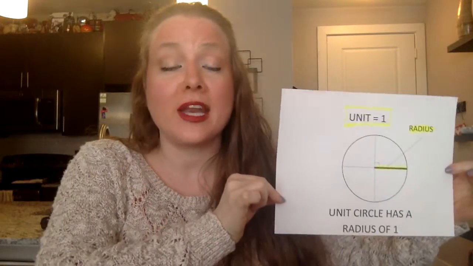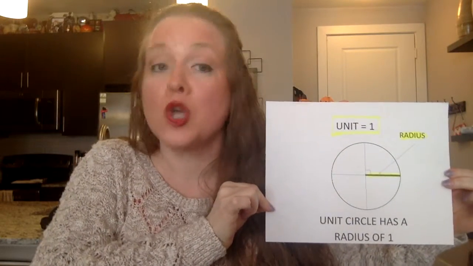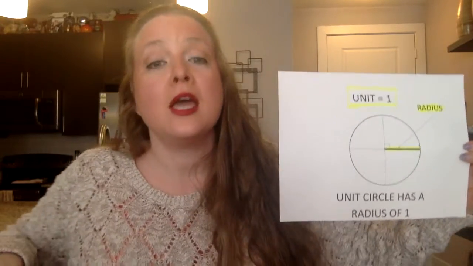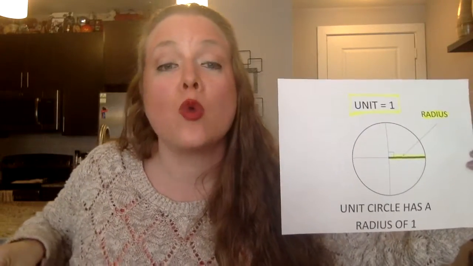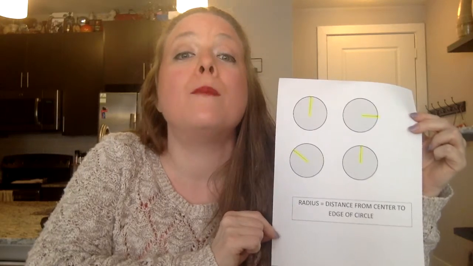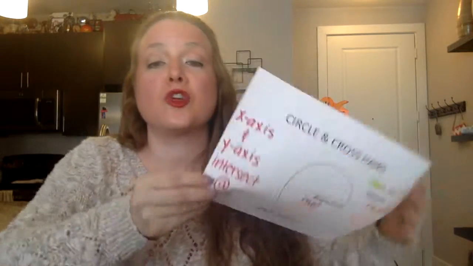Now, we are not talking about any circle. We are talking about the unit circle. Unit means 1. Anytime you hear the word unit, I want the number 1 to flash through your mind. It's a unit circle, that means it has a radius of 1. Radius is the distance from the center of the circle to any edge. It doesn't matter which edge, but it does have to be from the center of the circle, and that is your radius.